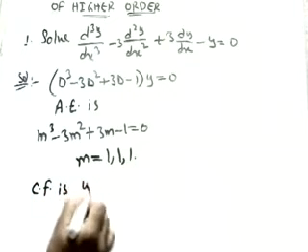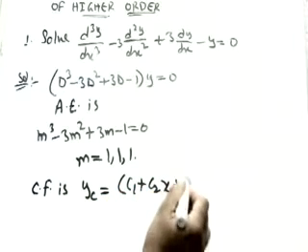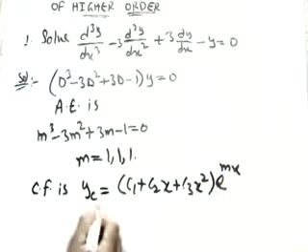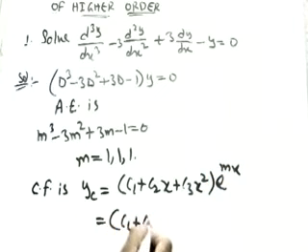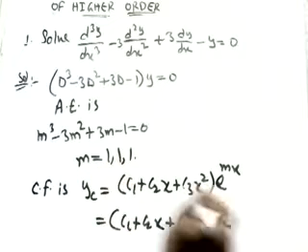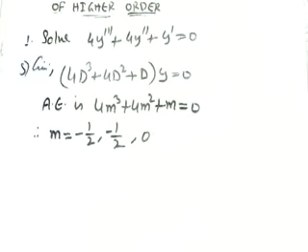So we wrote the formula: the complementary function is yc equals c1 plus c2x plus c3 x square, times e power mx. Let me write the value: c1 plus c2x plus c3 x square, e power m is 1, so e power x. When the roots are repeated, we have to use this formula.